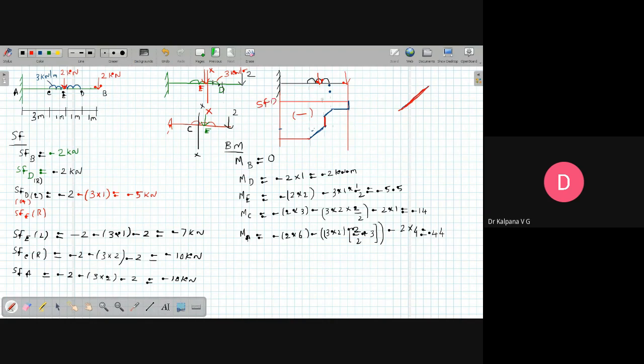So, in case of UDL with point load, wherever point load comes, we will be having a drop in the shear force diagram. For UDL, you will be having a linear variation. So, it's a rectangle and triangle. That is what the shear force diagram is: for point load it is a rectangle, and for UDL it is a triangular one.